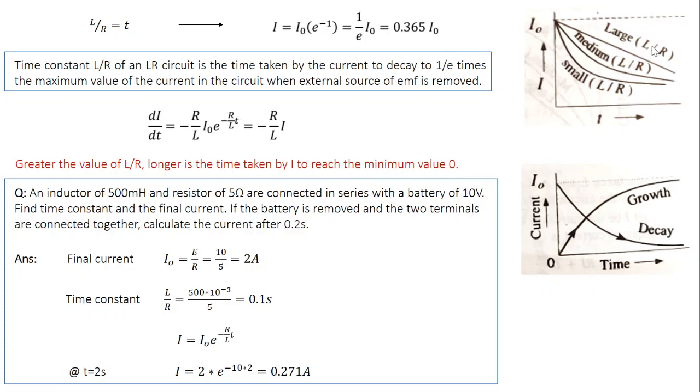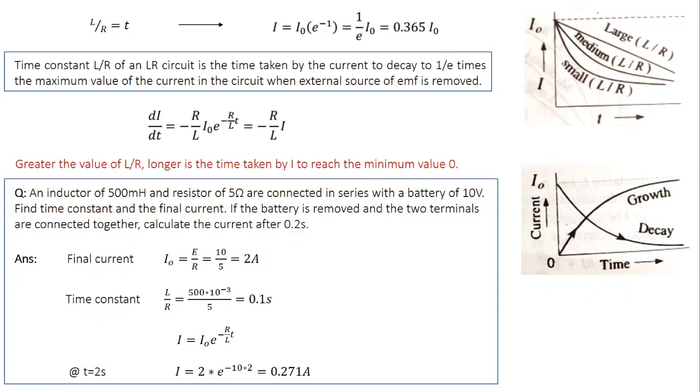So when L/R increases, it takes more time to decay from maximum value to minimum value. This is depicted in this graph. So you have three conditions: large L/R, medium L/R, small L/R. When the time constant L/R is large, it takes more time to decay from I naught to 0. On the other hand, if the L/R value is small, it decays quickly to the minimum value. So if you look at growth and decay, these are complementary. Growth is exponentially increasing from 0 to I naught. In the case of decay, this is exponentially decreasing from I naught to 0.